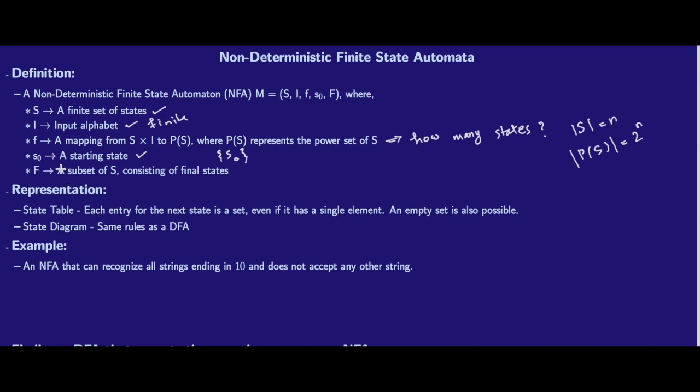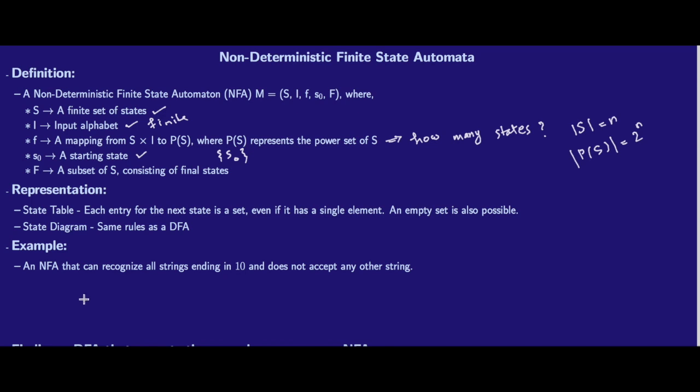As for deterministic finite automata, the representation is again by state table and state diagram. For the state table, we can all appreciate that changing this definition will bring some changes to the state table and state diagram as well. So we will have more than one state or zero states in the next state column. Now let's see an example to demonstrate what we have said here.